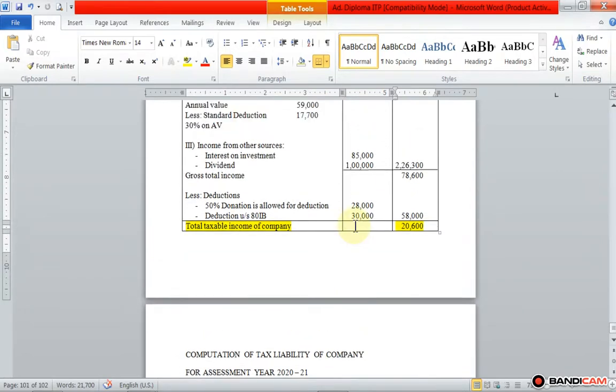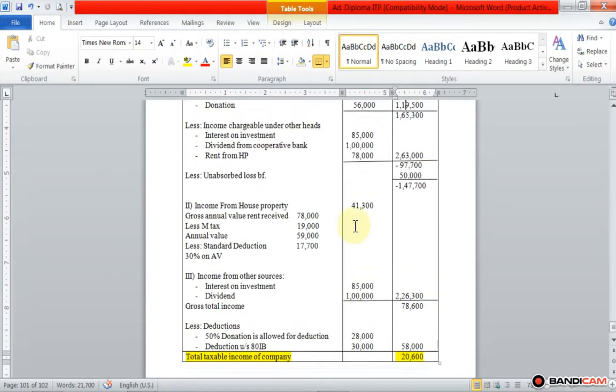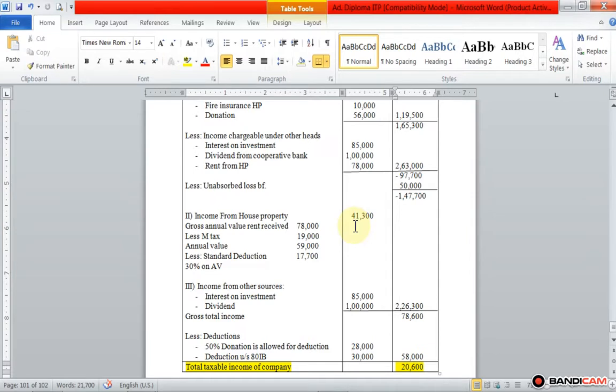So here we studied and completed unit number 3 in paper 2, that is taxation of companies. In our next video, in our next lecture, we will start unit 4 in paper 2, that is taxation of charitable trust, or paper number 3. So here we stop the lecture. Thank you very much.